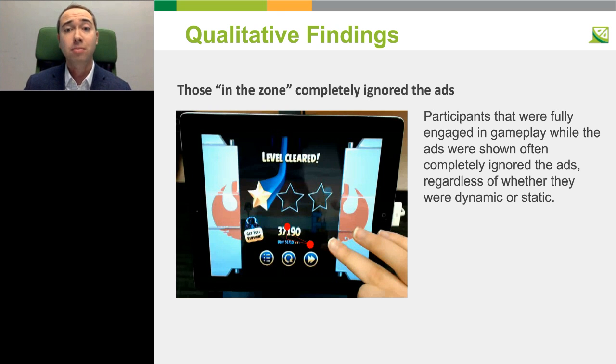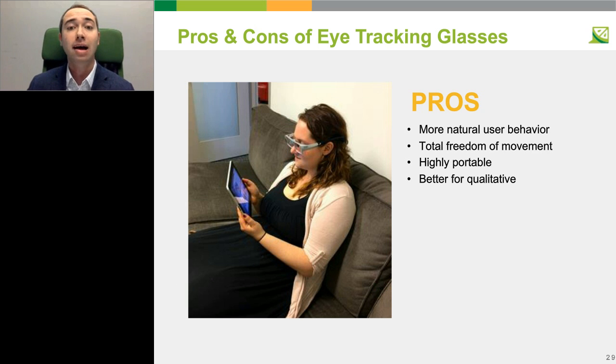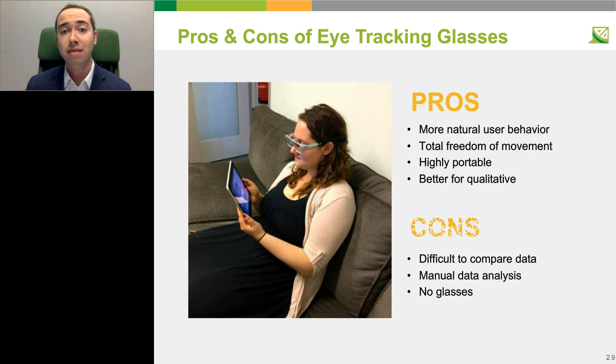So, pros and cons of this kind of approach. As you can imagine, it's a much more natural behavior, as shown in the picture here. You can have them sitting on a couch, interacting with an iPad. These kinds of studies can take place in a home, in an office environment, or in a usability lab, depending on where you're doing this. But it really allows you to get out in the field. Especially with mobile studies, I find that the contextual and environmental elements are really important. So the glasses kind of free you from the lab environment.